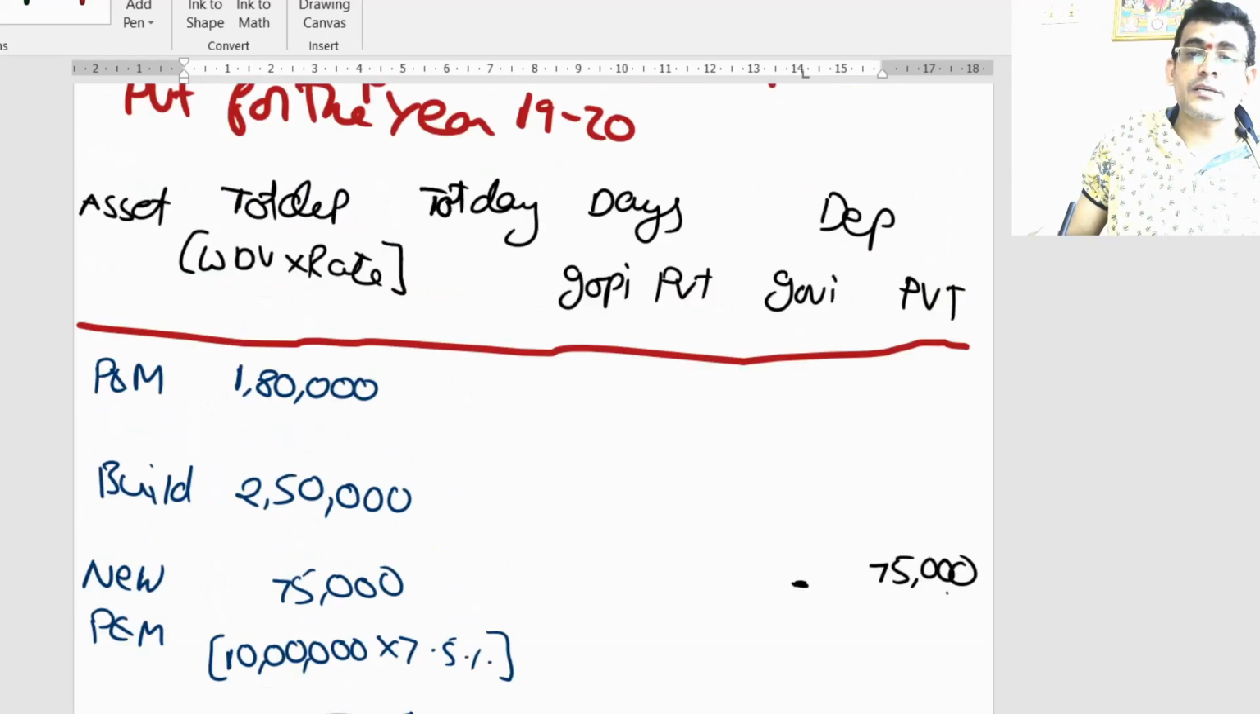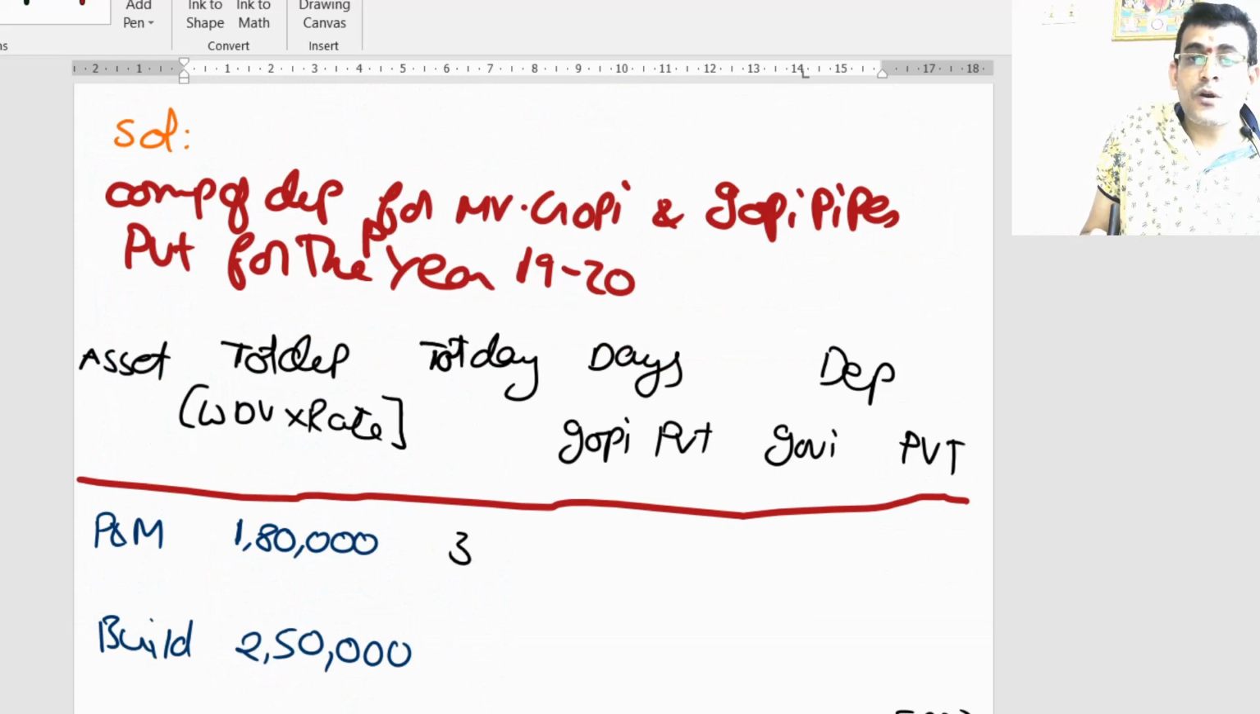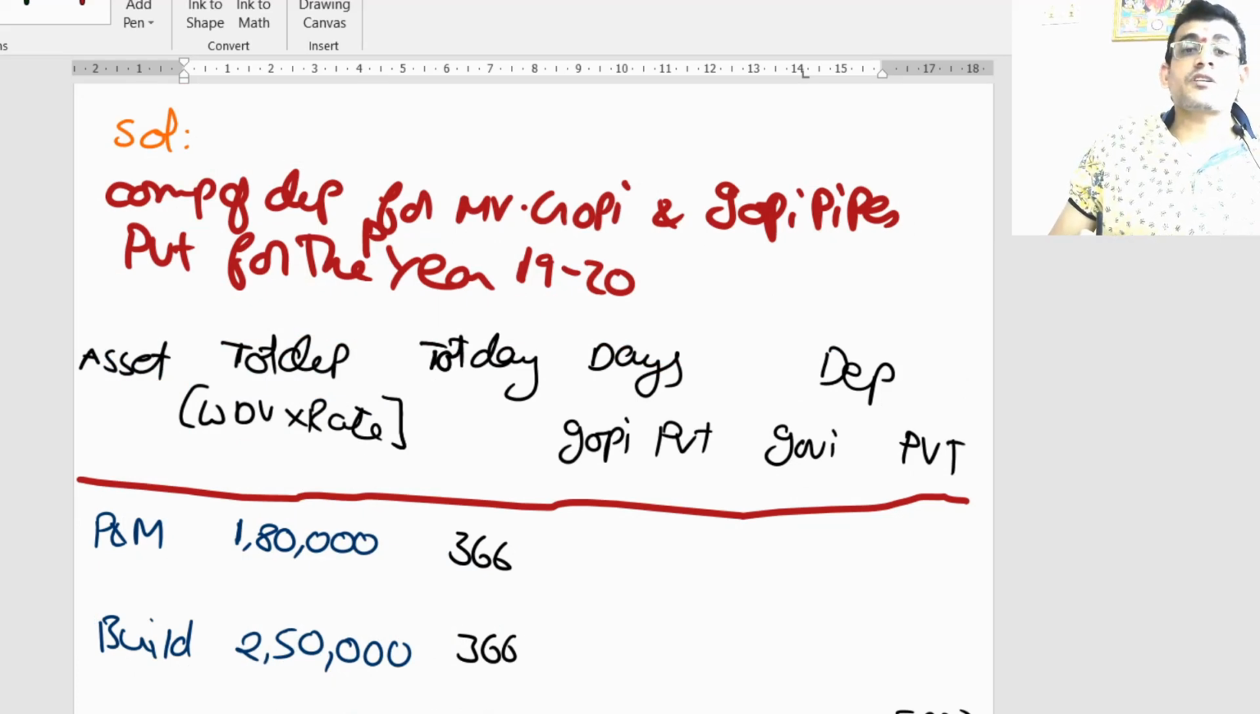Now, what is the total days here? The total days in a year is going to be 366. Now, what happened? Of that, the company formed on 1st July. That means the asset was used by Mr. Gopi for the month of April, May, and June. That means 30 days of April, 31 days of May, and 30 days of June, the total amounting to 91. That means out of 366 days, 91 days Mr. Gopi has used. The remaining days was used by Gopi Pipes Private Limited.